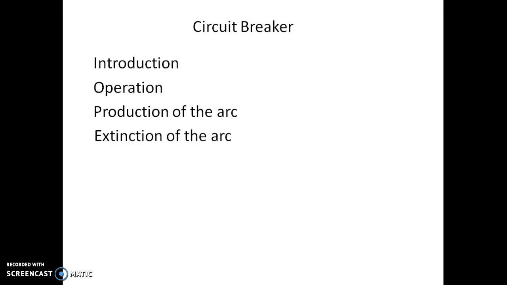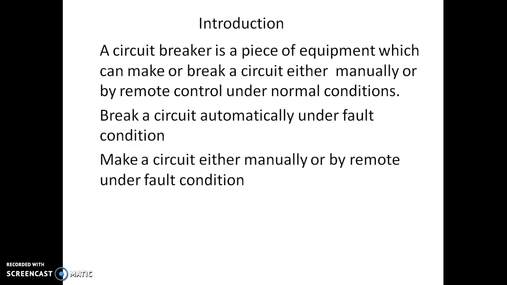So these are the topics which we are going to discuss in today's class. One is the introduction to the circuit breaker, operation, production of the arc, extension of the arc. So basically, a circuit breaker is a piece of equipment which either makes the circuit or breaks the circuit manually or by remote control under normal operating conditions. And under faulty conditions, a circuit breaker will break the circuit automatically.